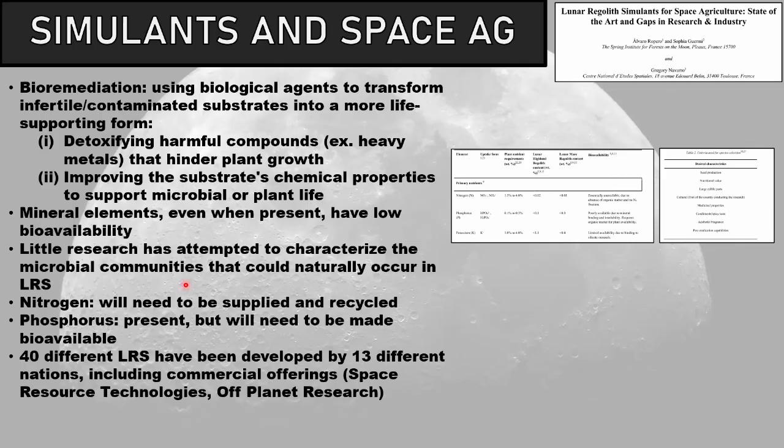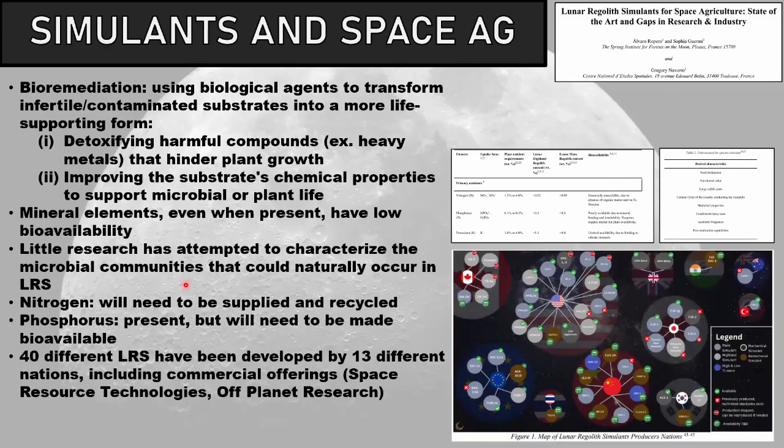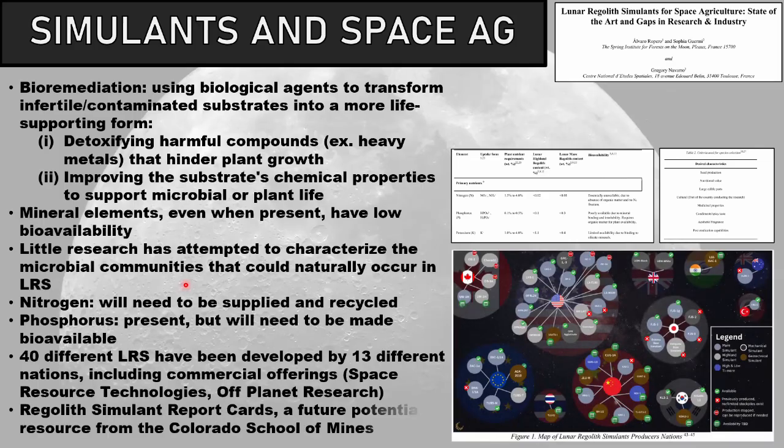And to generate simulants, there's over 40 that have been made by 13 different nations, including commercial offerings. Space research technology is one example that's already given here, but there's things like off-planet research labs that will produce it, NASA, etc. And so there's a lot going on. So it's a growing field of research.